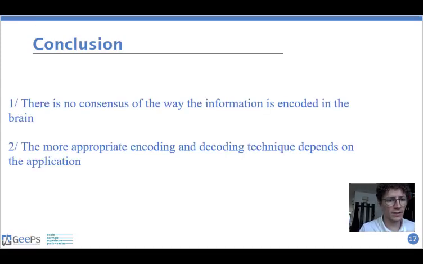So as a conclusion, what we might remember from this video, if you want to remember something, is that there is no consensus, scientific consensus at least, on the way information is encoded in the brain, and the most appropriate method to encode information, and also to decode information, depends on the application. And so you will always have to be aware of every different method in order to know which one to use according to your application.